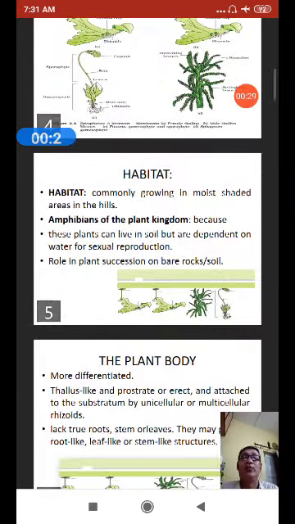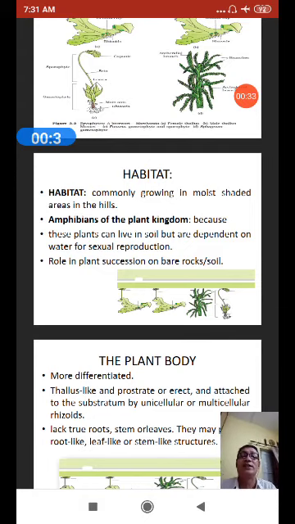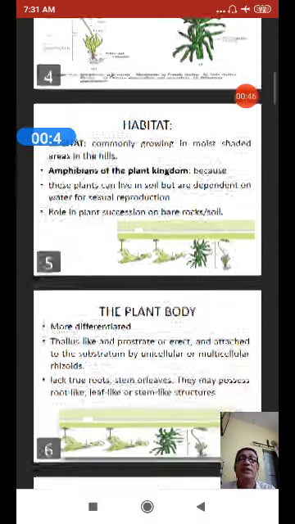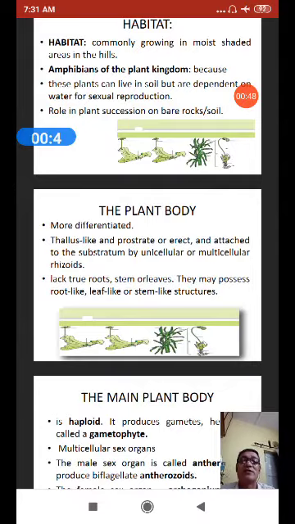We have to know where they live, what their habitat is. These commonly grow in moist shaded areas in the hills. These are the amphibians of the plant kingdom. Why? Because these plants can live in soil but are dependent on water for sexual reproduction. They also have an important role in ecological succession.